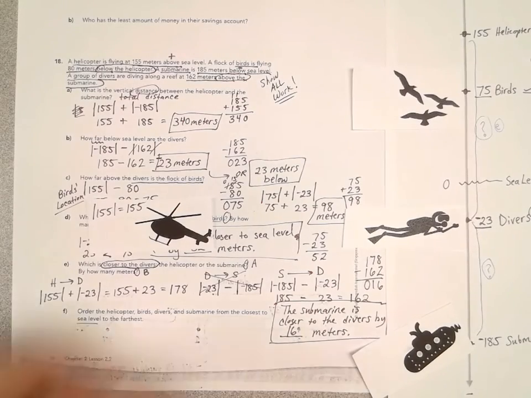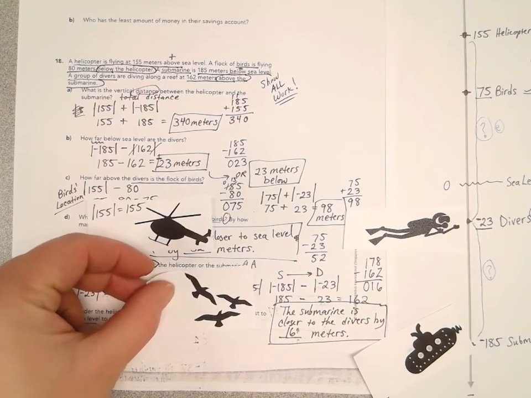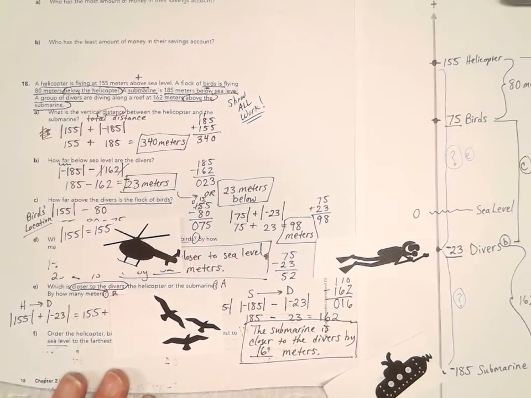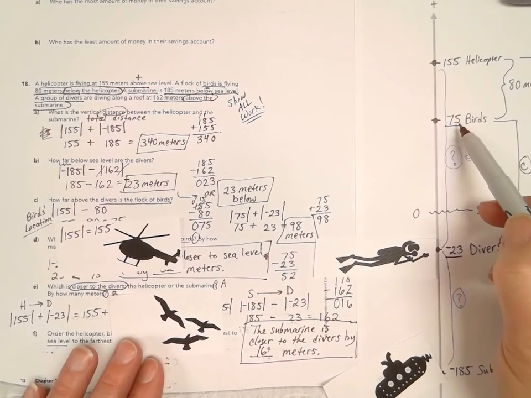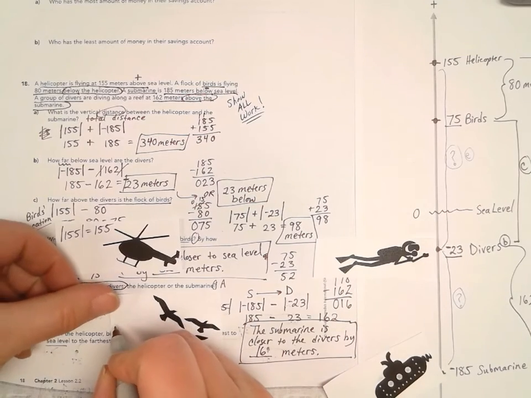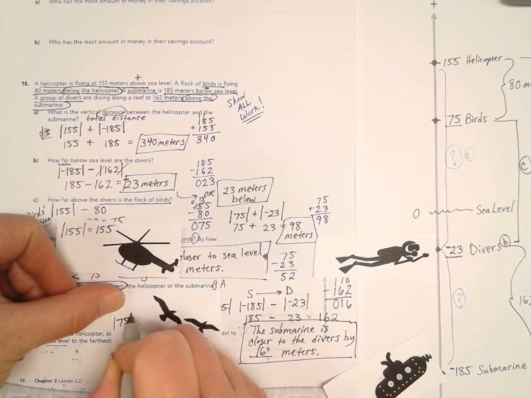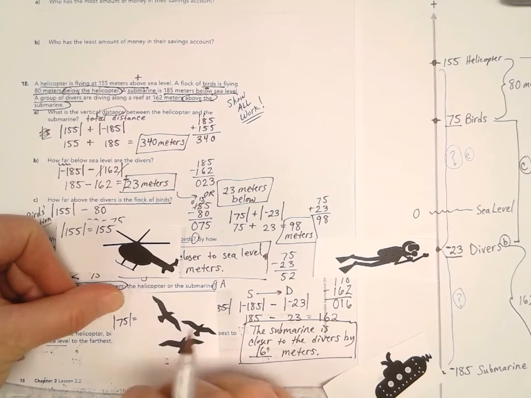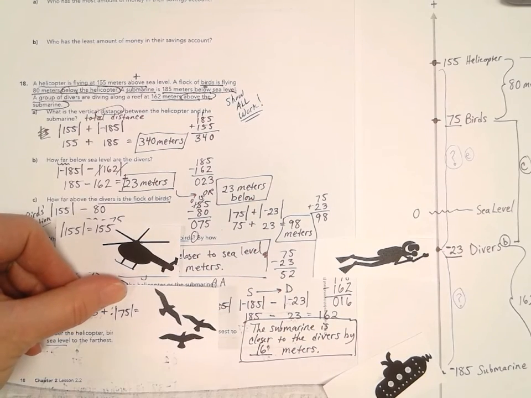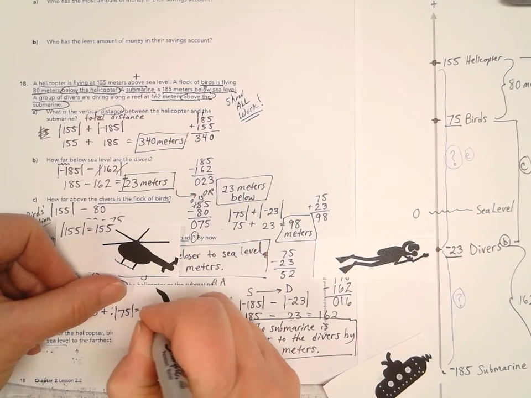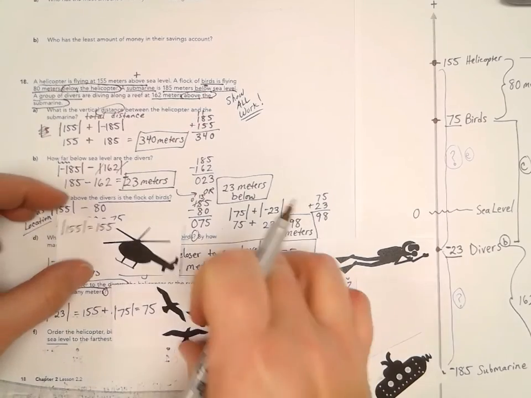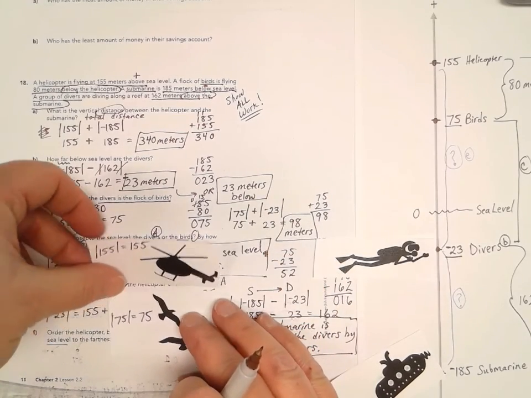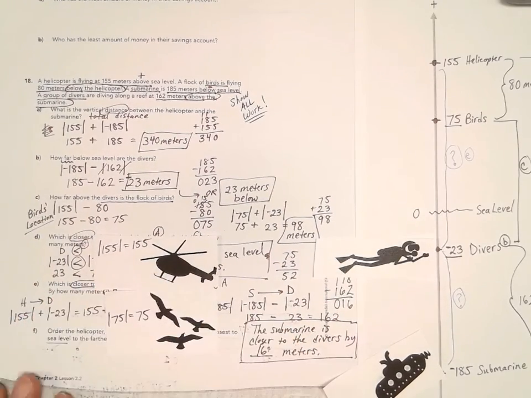All right, how about the birds? Birds over on our number line. We marked them over here. What number did we say they were at? They were located at 75 meters. So if we can find the absolute value of 75, we can do some comparison in a second, or order these. Well, 75 is actually 75 jumps away from 0. So here I have my helicopter and my birds all set with absolute value.